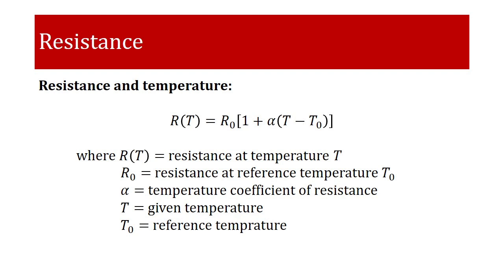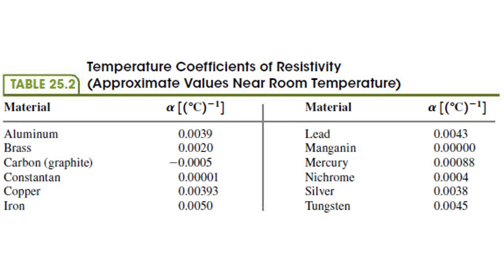It is the same as alpha for resistivity, with units per degree Celsius. T is your given temperature and T0 is your reference temperature, usually 20 degrees Celsius. For alpha here, we will use the same table 25.2 in the calculations.